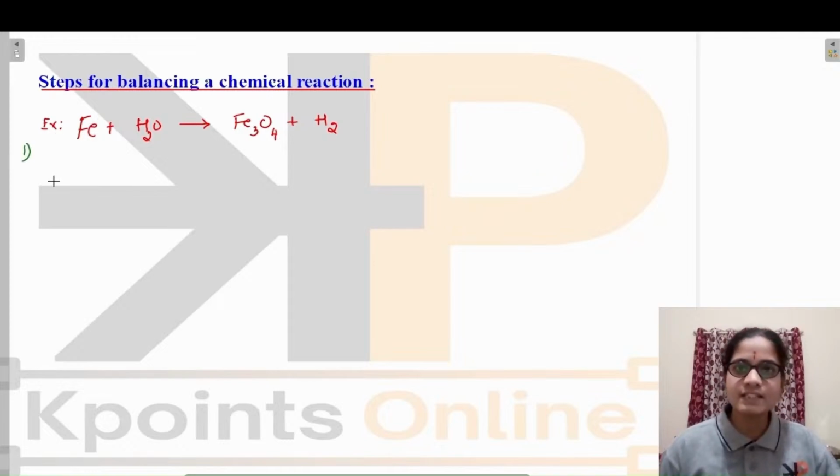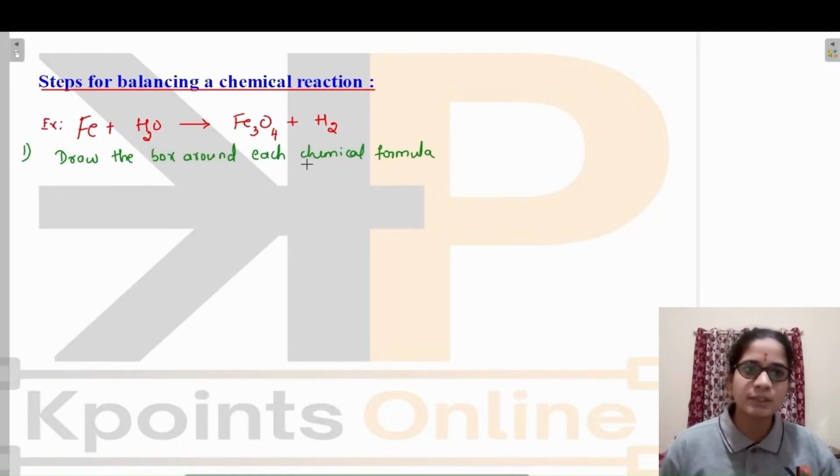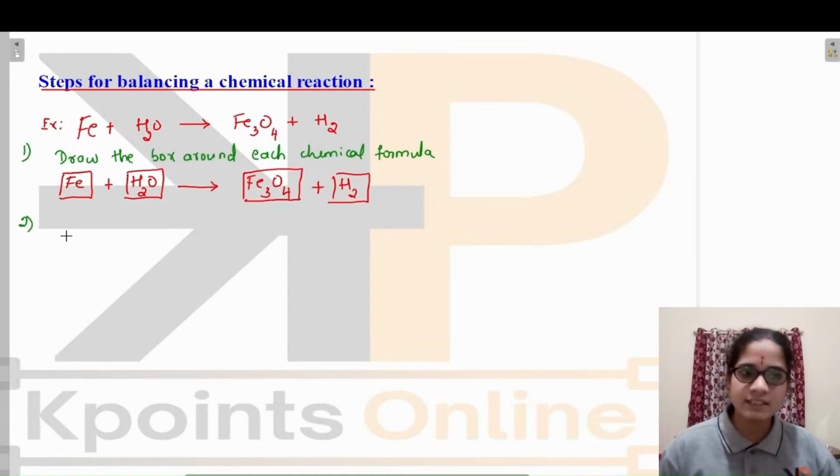The first step is to draw boxes around each chemical formula. We need to draw the boxes because in order to balance a chemical reaction, we will add coefficients in front of the molecules or compounds. But we are not supposed to change the subscripts. We should not alter the chemical formula of the compound. Please keep this in mind. If you alter the subscripts, then the identity of the molecule or compound will get changed.